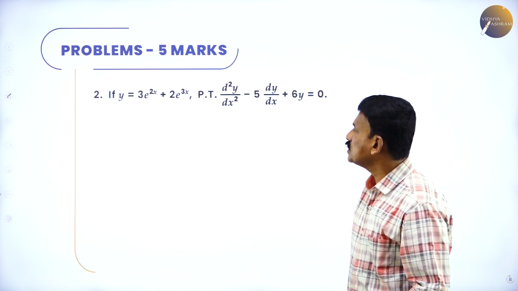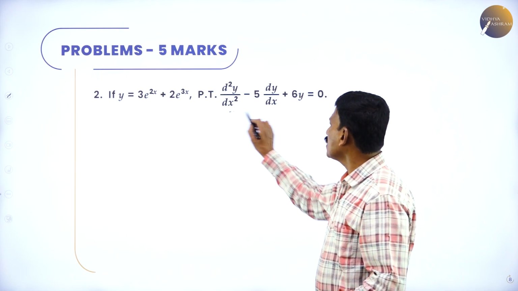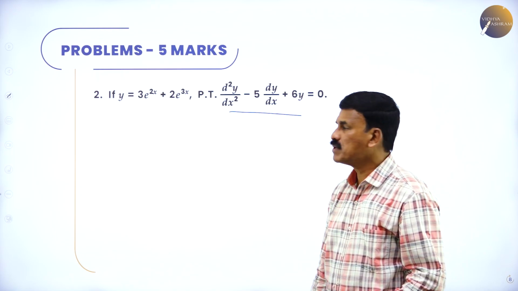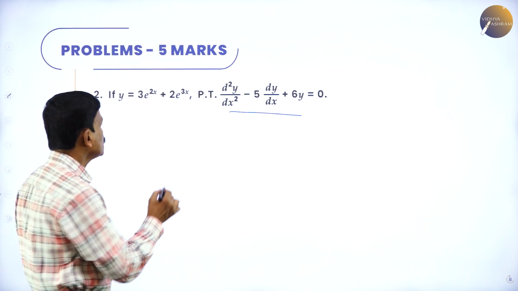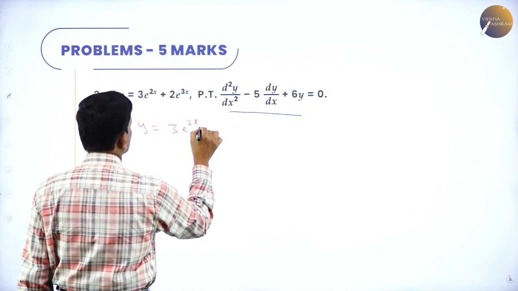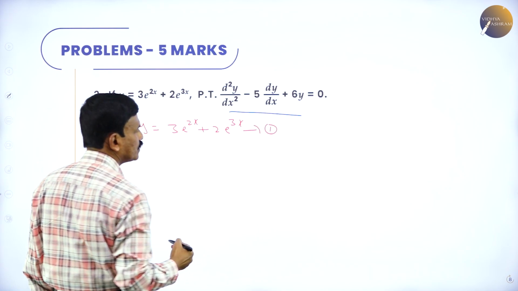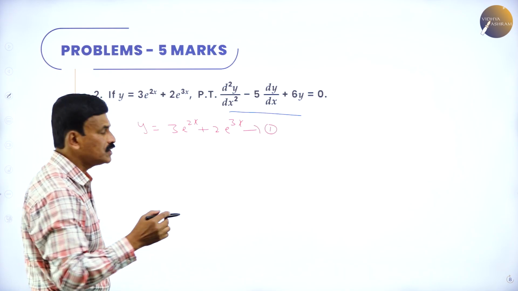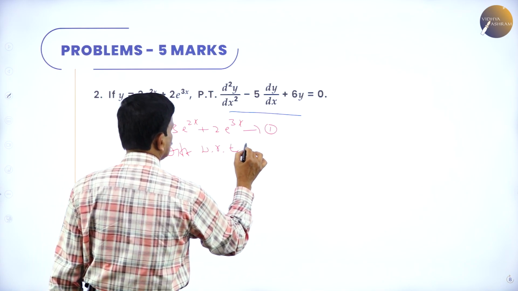If y is equal to 3 into e to the power of 2x plus 2 into e to the power of 3x, prove that d square y by dx square minus 5 dy by dx plus 6y is equal to 0. Right. Now let us represent this. y is equal to 3 into e to the power of 2x plus 2 e to the power of 3x as equation number 1. Right.